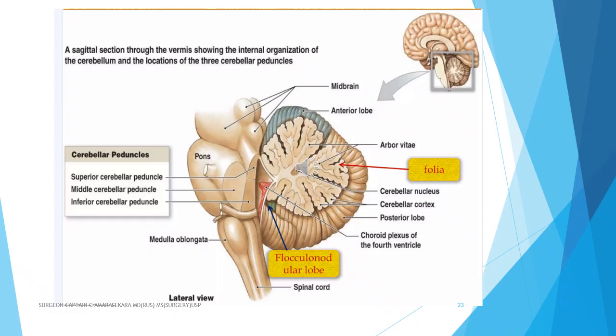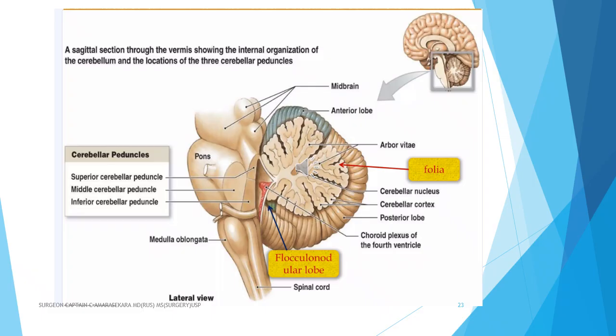Superior cerebellar peduncle, a midbrain connection. Its function is the major output pathway from the cerebellum to the red nucleus and thalamus. It carries efferent fibers from the deep cerebellar nuclei. So the clinical relevance here is that lesions affect motor planning and coordination. Lesions in this area may mimic extrapyramidal signs.